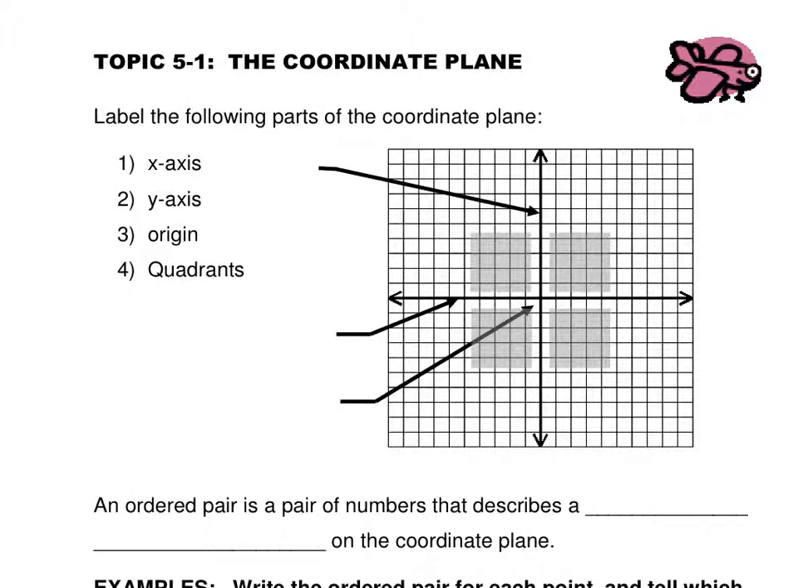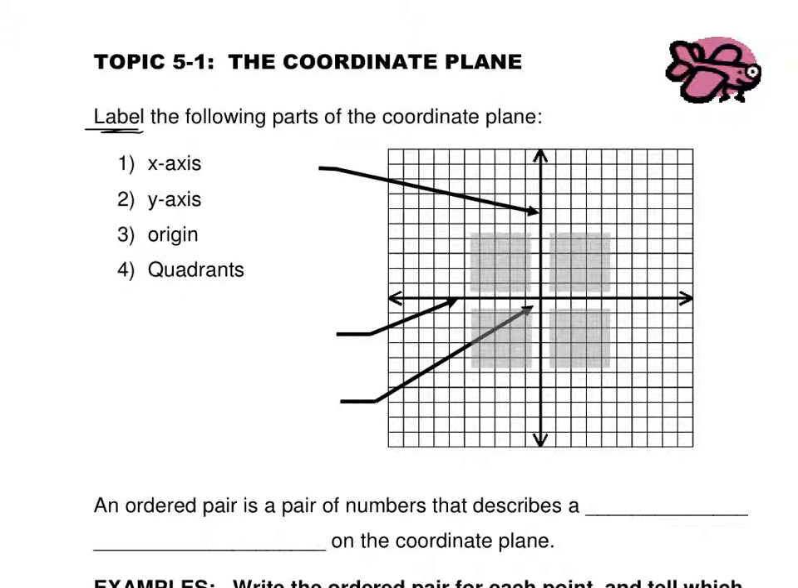All right, our next unit is called functions, and this is the first lesson in the functions unit. Today we're going to talk about the coordinate plane, and so you need to get out your notebook, and you're going to want to draw a coordinate plane, or you can cut out some graph paper, whatever you would like to do. But we want to label the following parts of the coordinate plane.